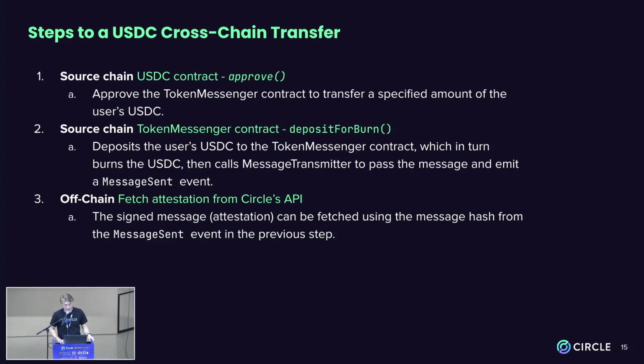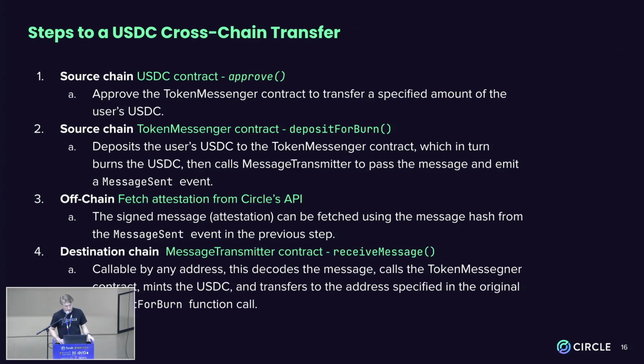So once you have the attestation from step 3 and the message from step 2, you can go to the destination chain. You'll call receive message on the destination chain message transmitter contract. What this will do is basically decode the message, then call the token messenger contract, which will mint the new USDC. It'll then lastly transfer it to the address specified in the original deposit for burn function call.